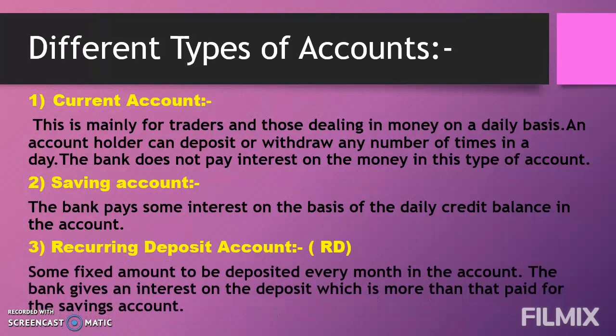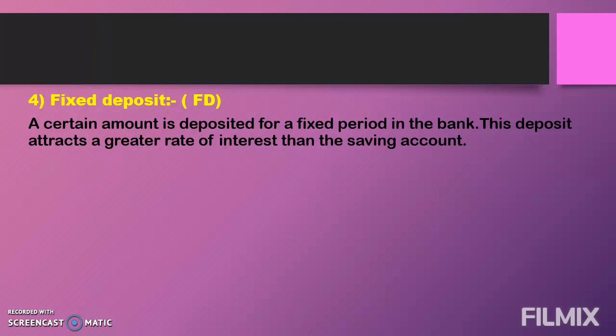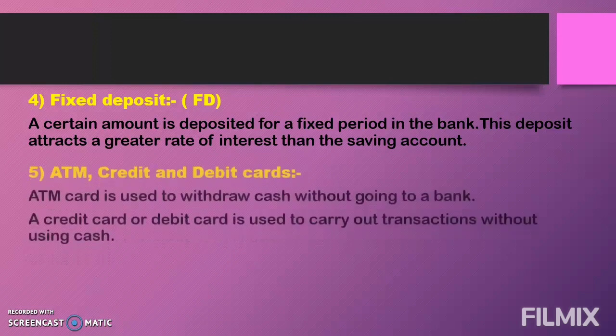Third is recurring deposit account, which is commonly known as RD. Some fixed amount is to be deposited every month in the account. The bank gives an interest on the deposit which is more than paid for the saving account. Next is fixed deposit, which is commonly called FD. A certain amount is deposited for a fixed period in the bank. The deposit attracts a greater rate of interest than the saving account.